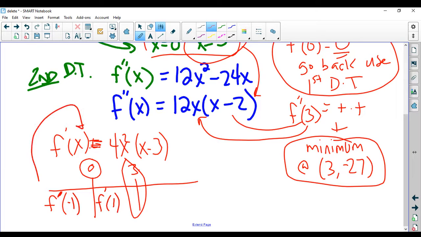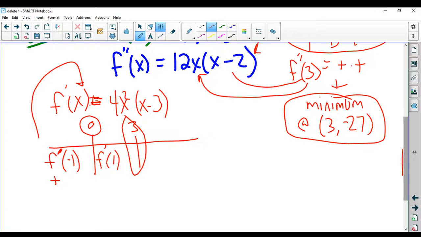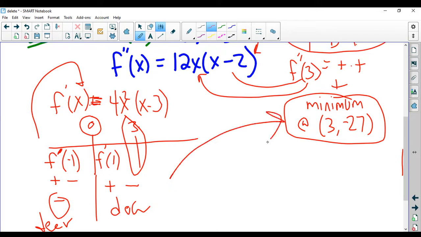If you plug it into the first derivative, when you plug in -1, you'll get a positive times a negative, which is negative, which means it's decreasing. And when you plug in 1, you'll get a positive times a negative again, which is decreasing. So since the first derivative went from decreasing to decreasing, 0 is not a minimum or a maximum. So 0 is not a relative extrema. So the only extrema we have is right here.